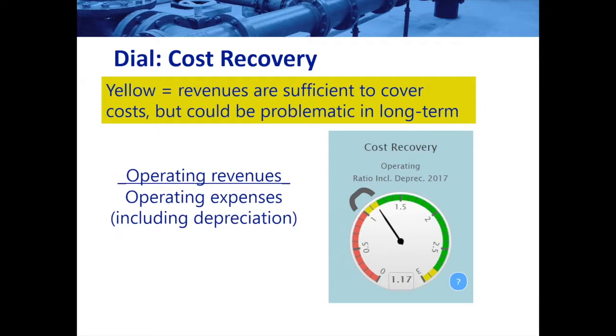The next section is the yellow one, also kind of the smallest one, between 1 and 1.2, which means you are able to cover your operating expenses, including depreciation. But it could be problematic in the long term if you're not also able to save for things like infrastructure, repair and maintenance, and unexpected disasters and that kind of thing.